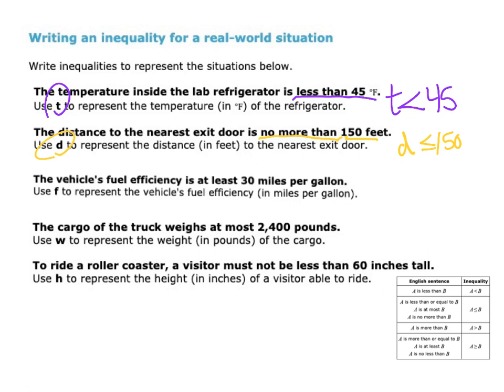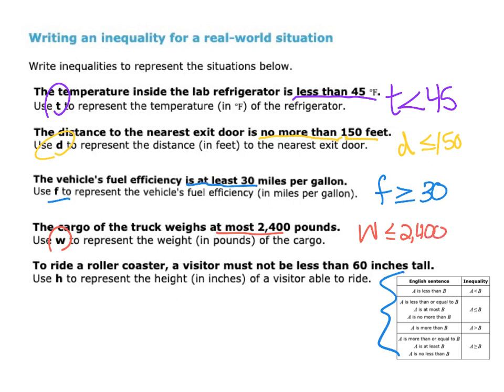And then the next one we see, the vehicle's fuel efficiency is at least 30 miles per gallon, and we're asked to use F to represent their fuel efficiency. So if it's at least 30 miles per gallon, then F has to be greater than or equal to 30. And again, you can see all of the words down here on that little table. The cargo of the truck weighs at most 2,400 pounds, and we're asked to use W to represent the weight. So we want W to be at the very most 2,400 pounds. So that means it has to be less than or equal to 2,400.